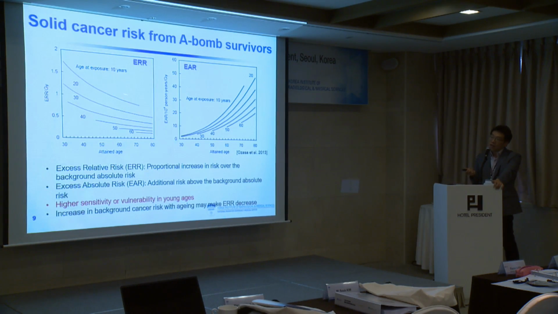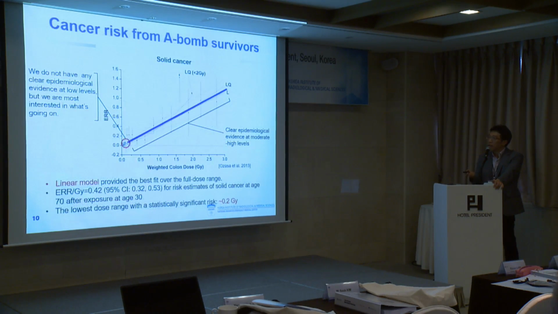As you can see, for both risk measurements, the younger the age at exposure, the higher the risk compared with the older age group. So there is a high sensitivity in young ages. This is a summary of the cancer risk based on A-bomb survivors. Although there is still uncertainty in low dose ranges below 100 millisievert, there is a linear trend for solid cancer. For leukemia, the best fit is known to be a linear quadratic model. Anyway, the linear model provides the best fit over the full range.